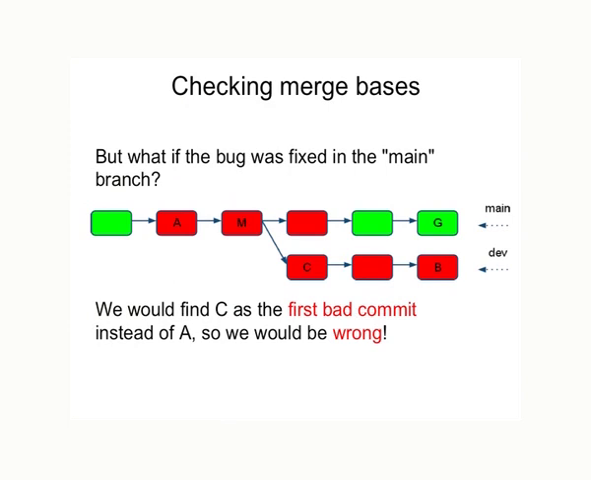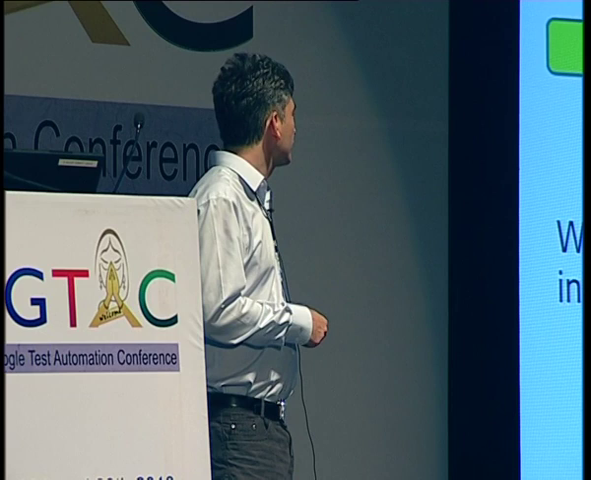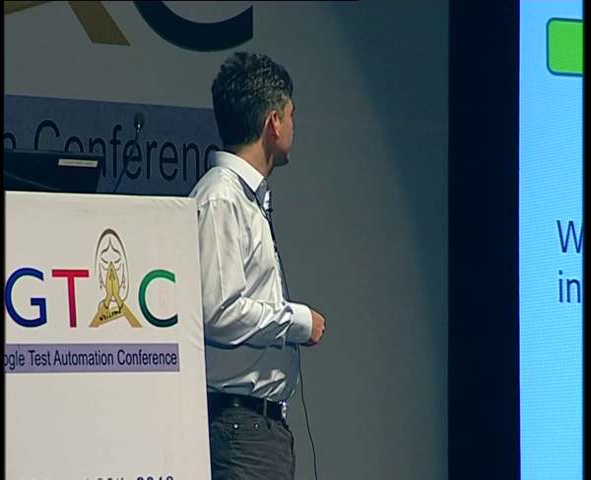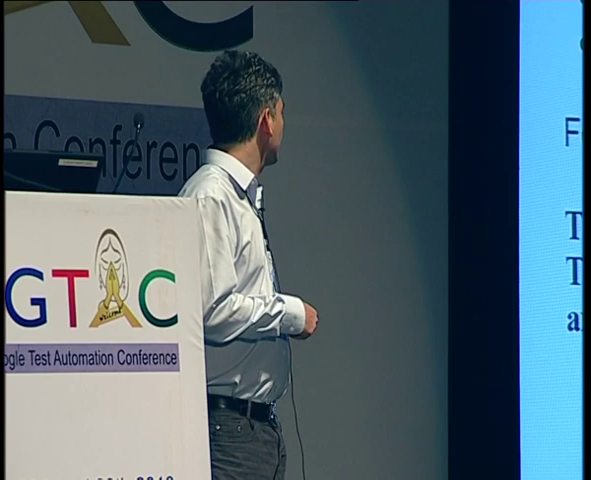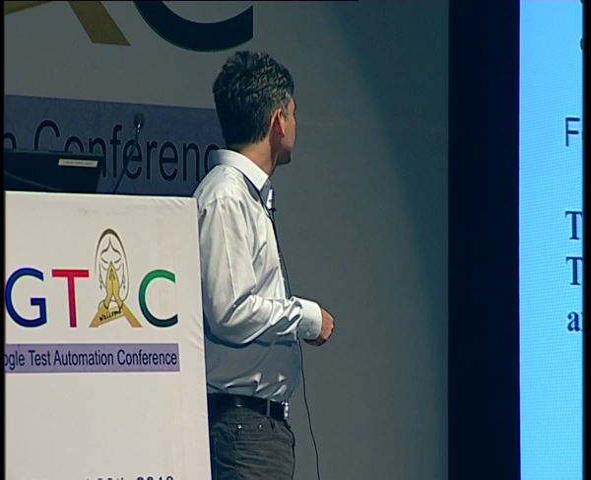So what you have to do in this case, when some good commits are not ancestors of the bad commit, is test the merge bases. And if the merge base is bad, well, the bisection will stop with a message like this, because, well, if you want, you could try to find the fix between the bad and the good, but it's better to ask the user what he wants to do.